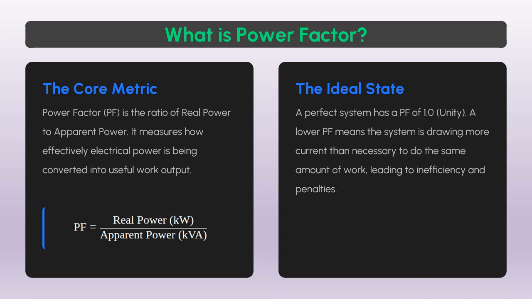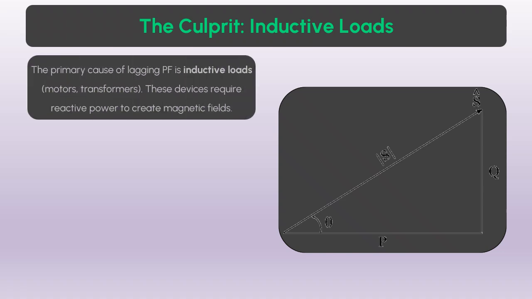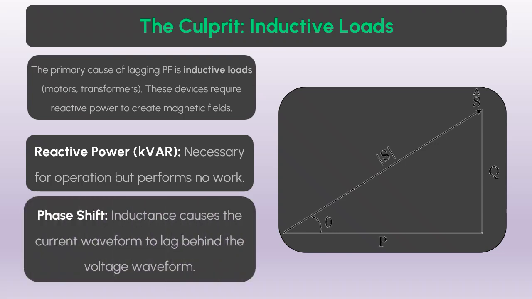The culprit: inductive loads. So, what drags this ratio down? The primary culprit is the inductive load. Devices like motors and transformers rely on magnetic fields to operate. Creating and maintaining these fields requires reactive power, or kVAR. While necessary, this power doesn't actually turn the shaft or heat the element. Instead, it causes the current waveform to lag behind the voltage. This phase shift is what we quantify as a low power factor.